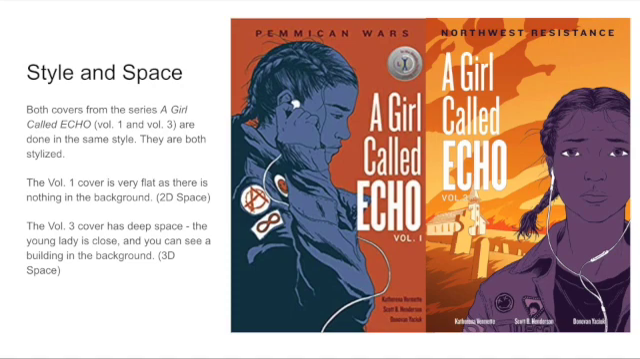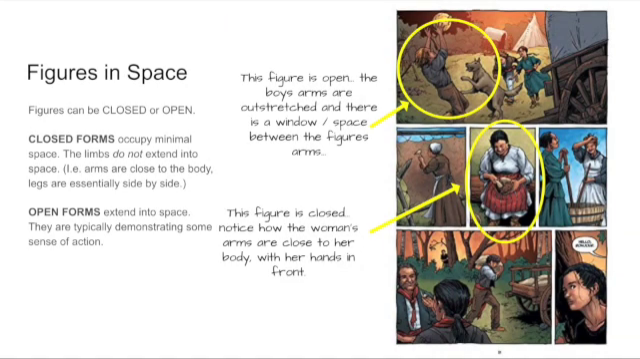Let's take a look at how figures interact within their space. What we're really doing in this video is thinking about how forms, three-dimensional objects, can exist within a three-dimensional space. To do this, we need to think about two different types of forms. Number one is closed forms, and this is important because these are tight-bodied, and they are controlled or constrained.